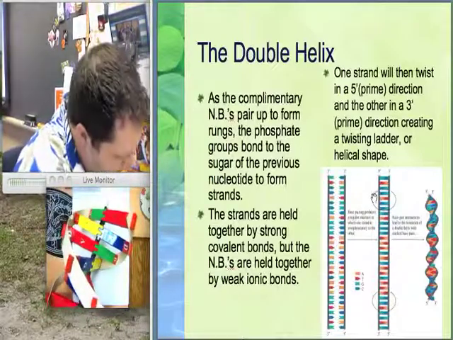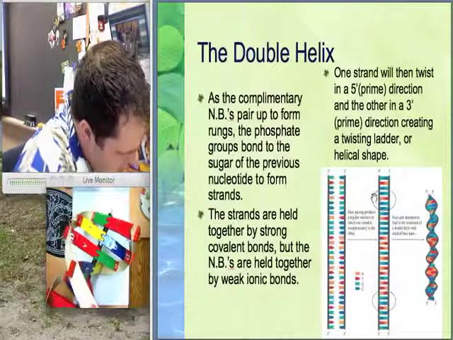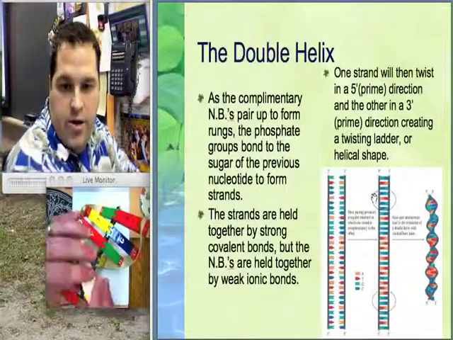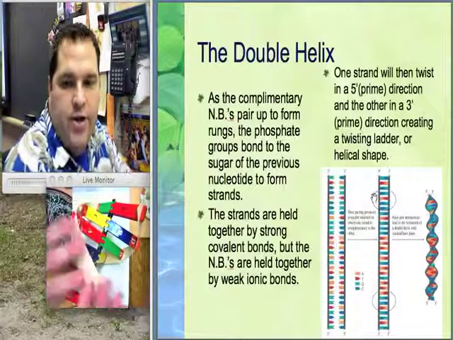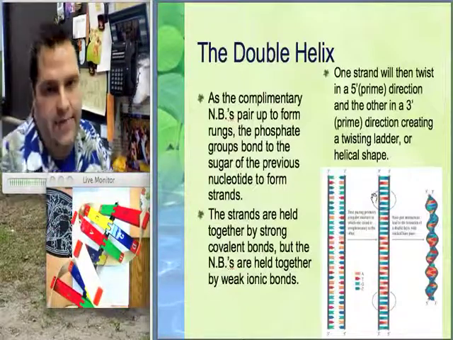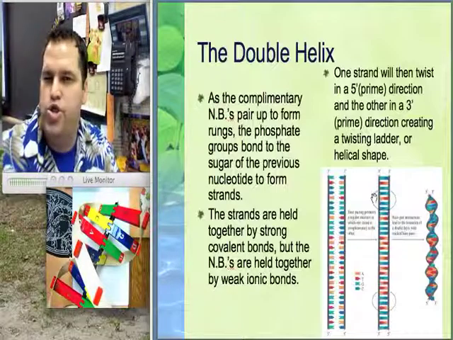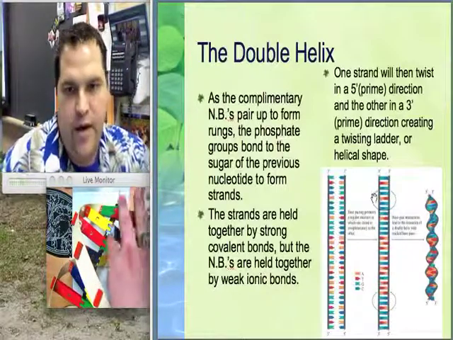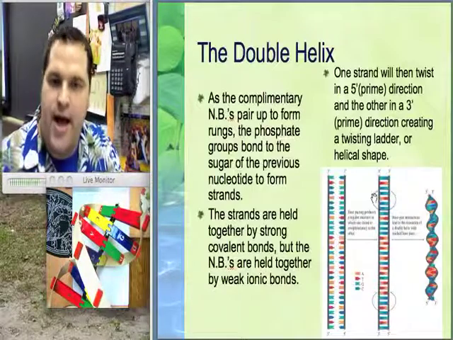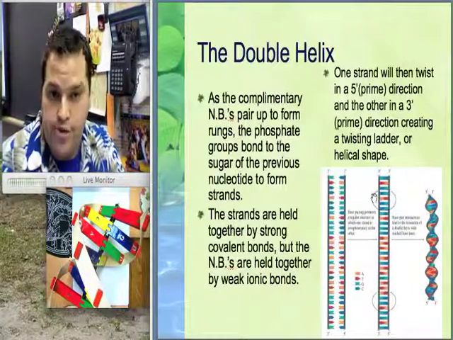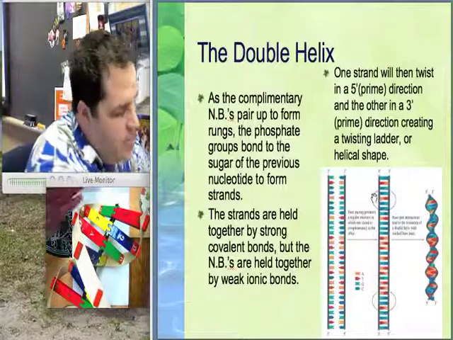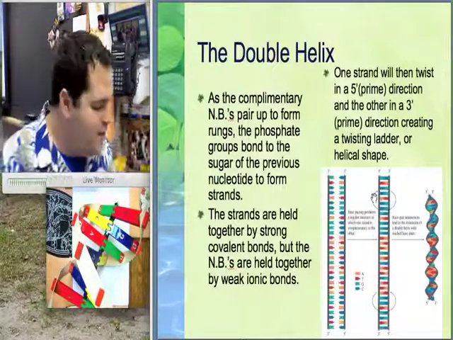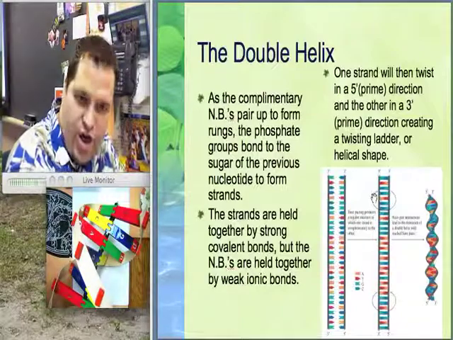Okay? Now, the rungs here, I should go here because you can see it here, are put together by strong covalent bonds. Covalent bonds hold much stronger because they're sharing electrons. But the rungs here are held together by weaker ionic bonds or hydrogen bonds. Okay? The hydrogen bonds break pretty easily. Gee, I wonder why. Well, remember that this is a code.